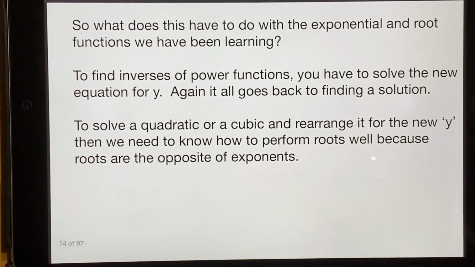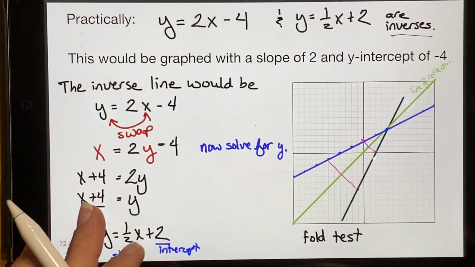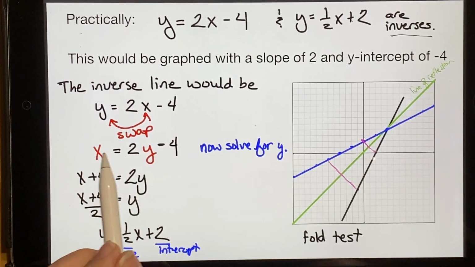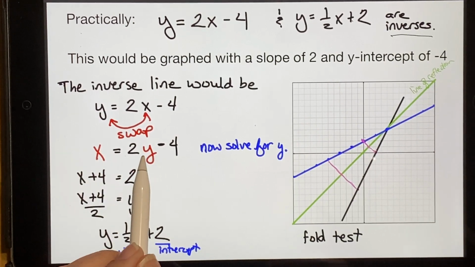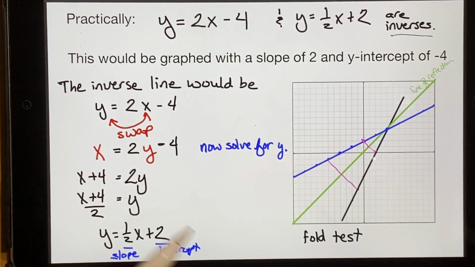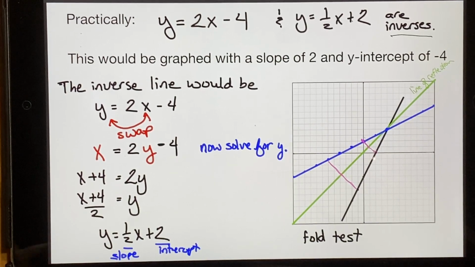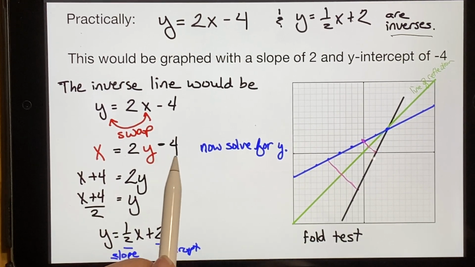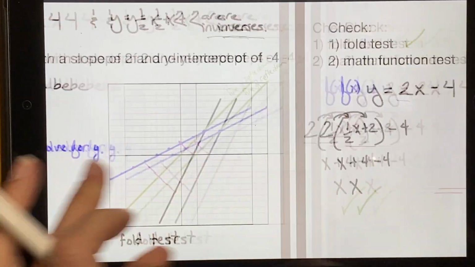Okay. So really, why are we doing this in this chapter with exponential and root functions? Because again, we have to solve this new equation for y. In this one, back here, when we swapped our x and y, it was super easy to resolve for y. We go back and use all the tools in our tool belt. Y wants to go to the movies by himself. How do we get him alone? In this case, we just had addition and division to deal with.